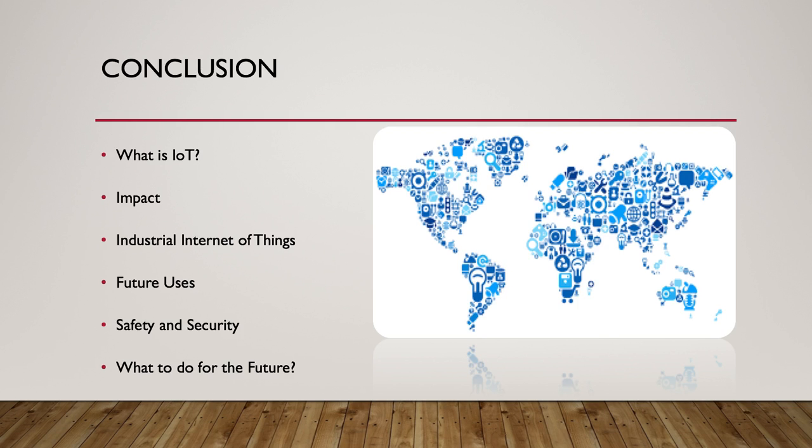In conclusion, I discussed what IoT is and how it compares to cloud computing. I then gave a few examples of smart devices and explained how big IoT really is. Then I discussed the impact of IoT on everyday life and businesses. Next, I discussed its industrial uses. Then I talked about its future uses such as smart cities, agriculture, retail, and healthcare. Then I talked about its safety and security benefits and the risks. And finally, I talked about what to do for the future.